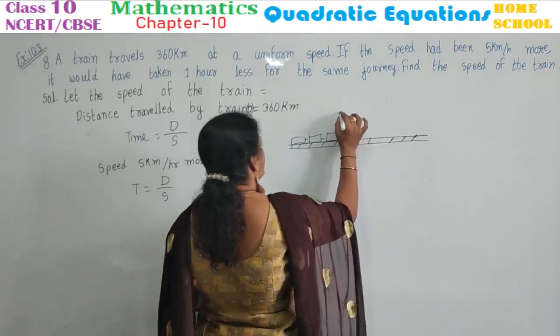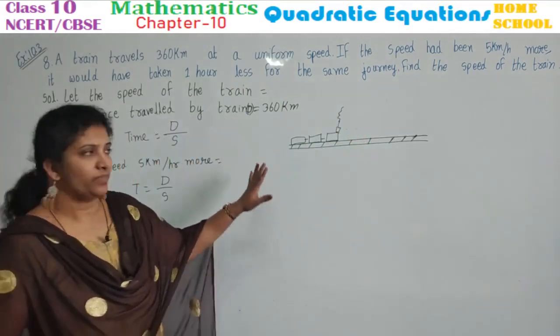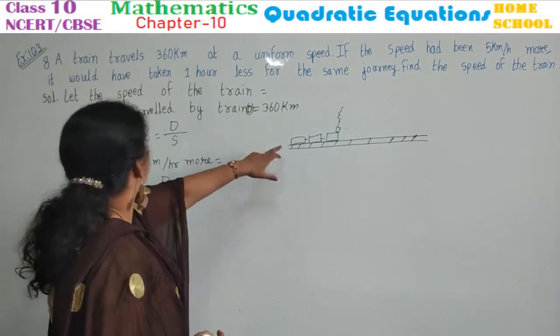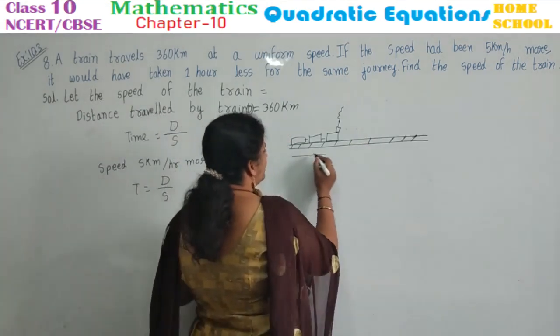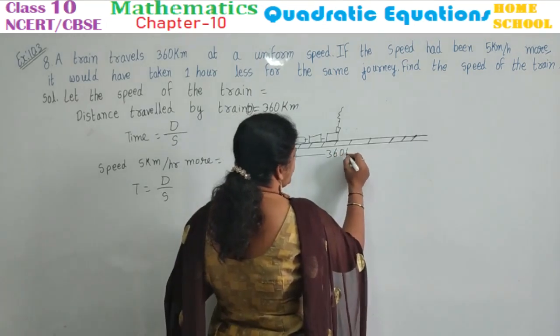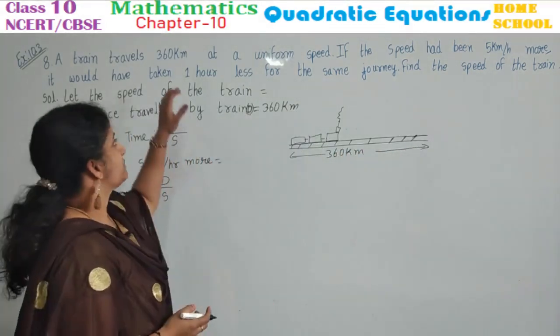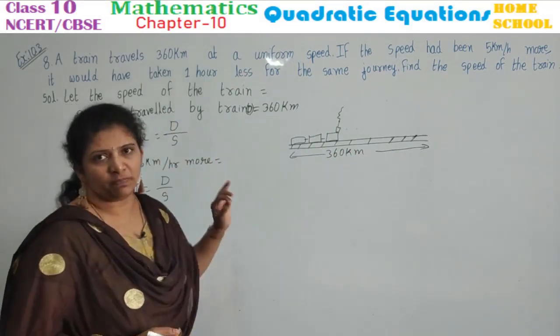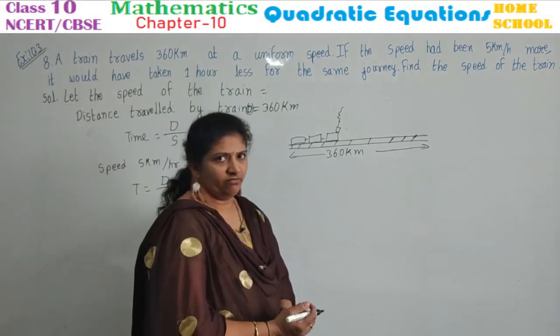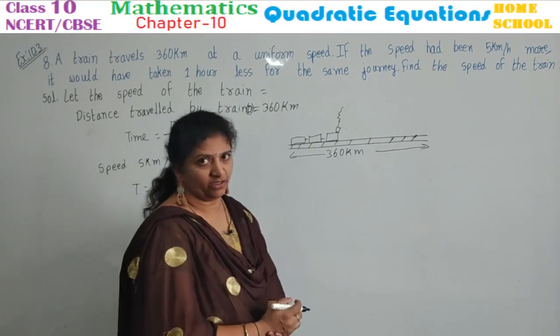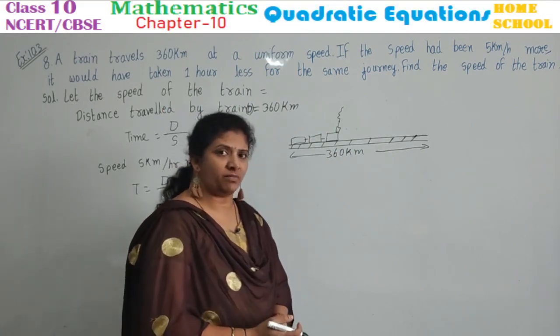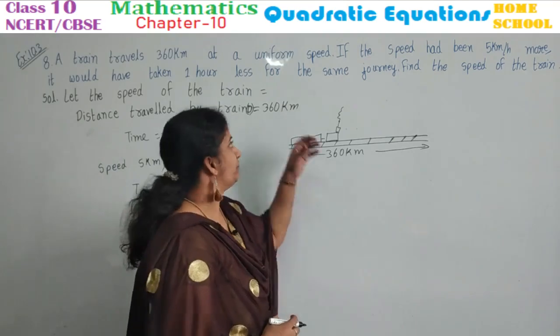Okay. Imagine this is a train. The train travels 360 kilometers. What is 360 kilometers? It is the distance traveled by the train at a uniform speed. What is the speed? We don't know. Let us assume the uniform speed be x kilometers per hour.